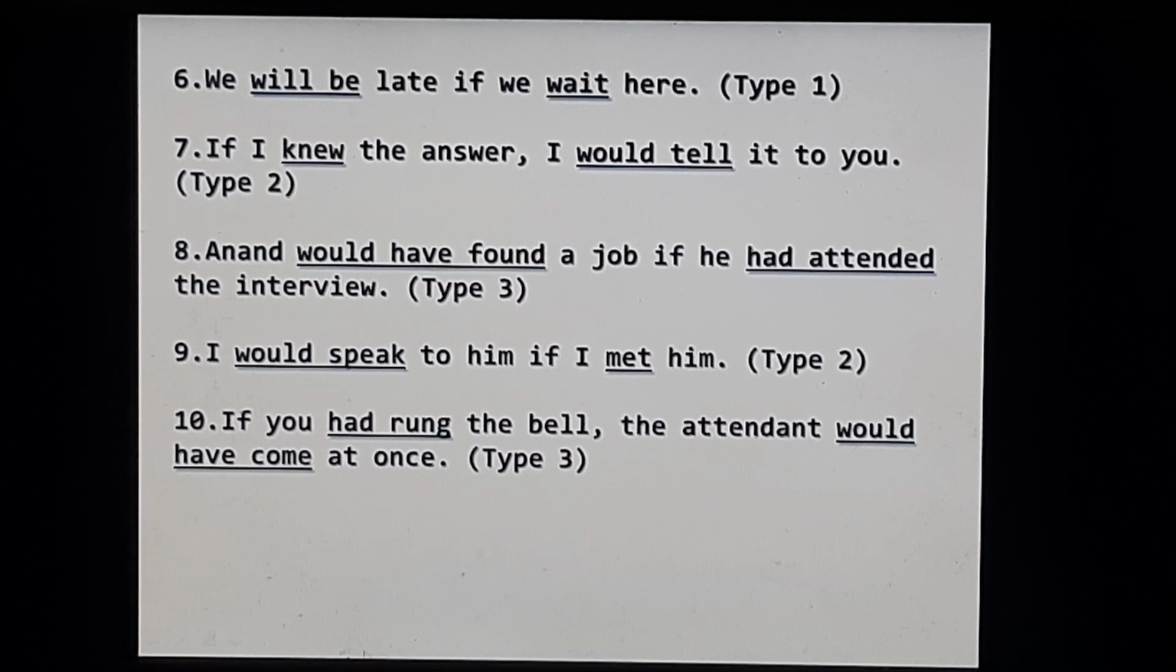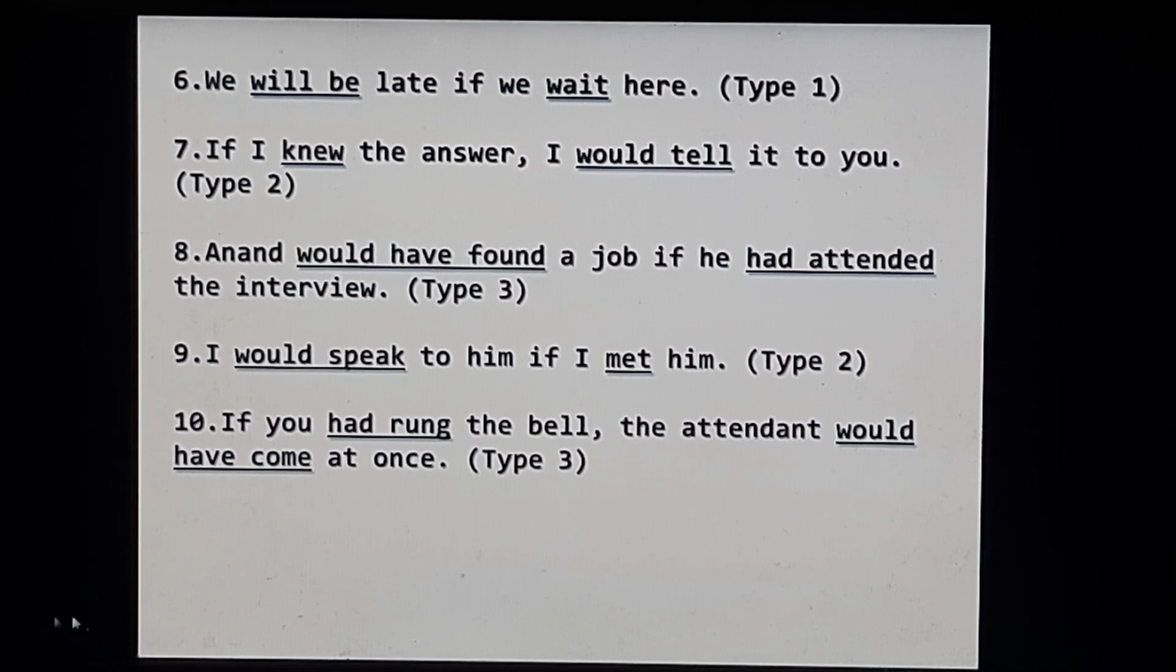I hope you have understood how to identify the types of the conditional clauses, children. Thank you.